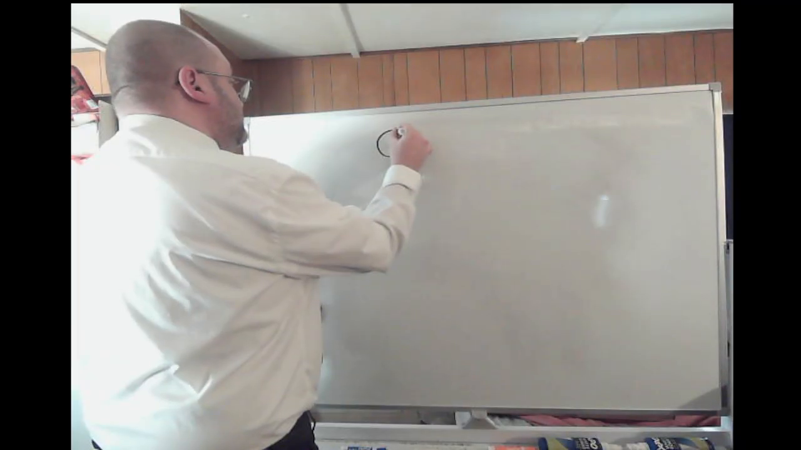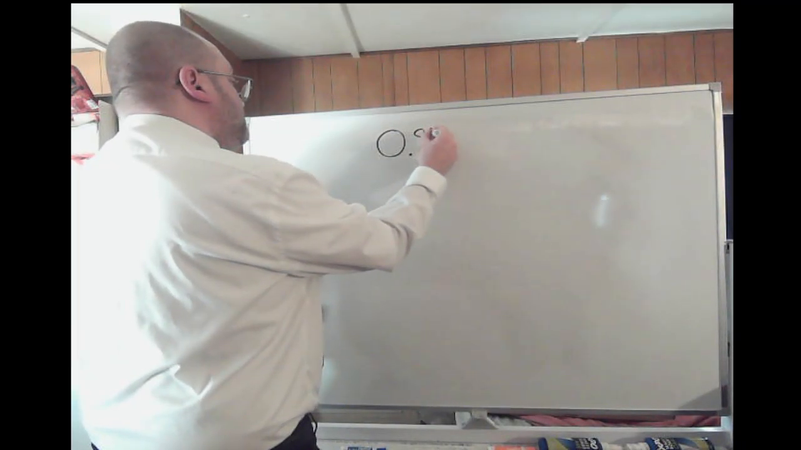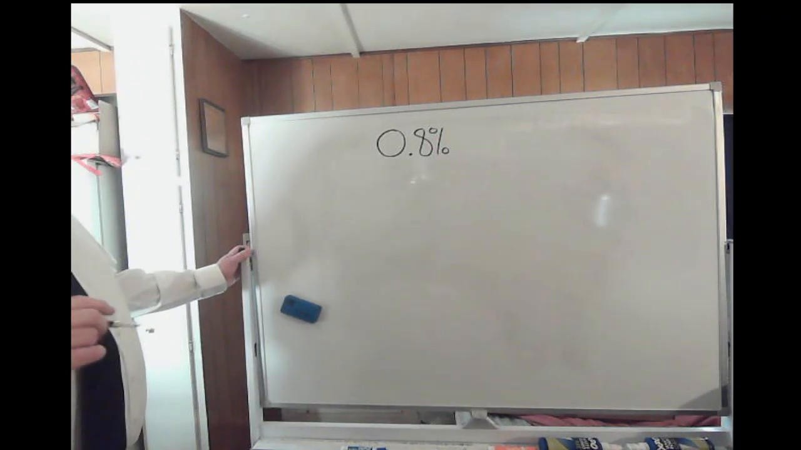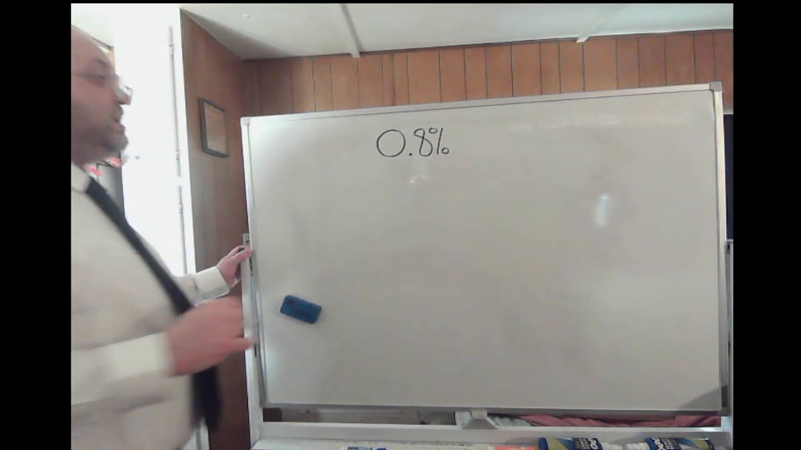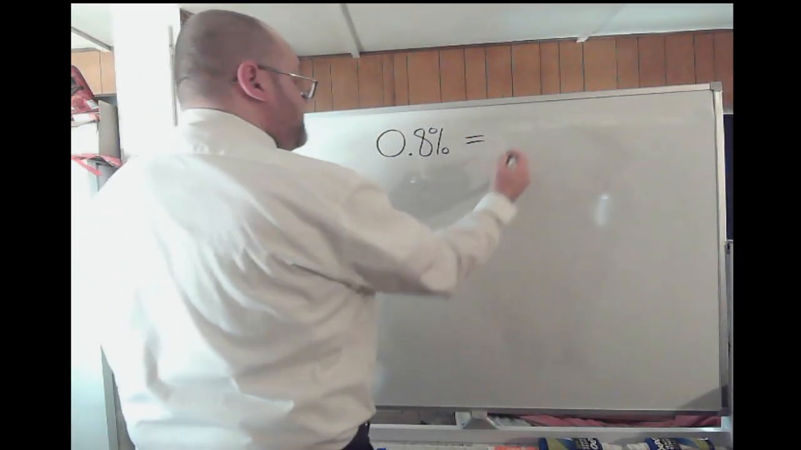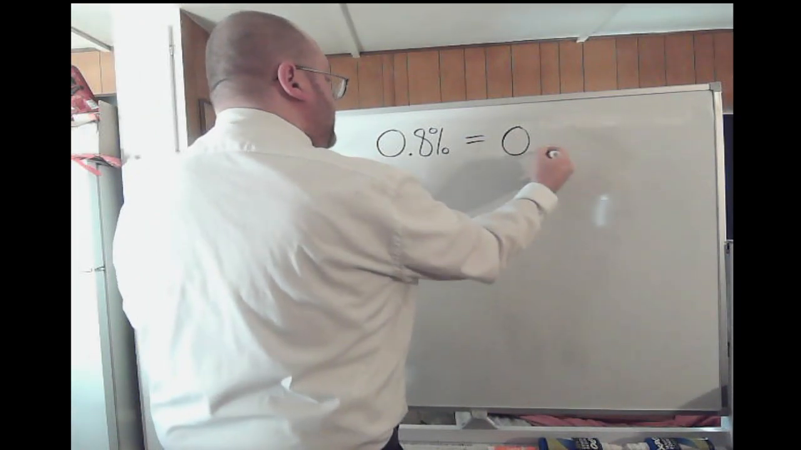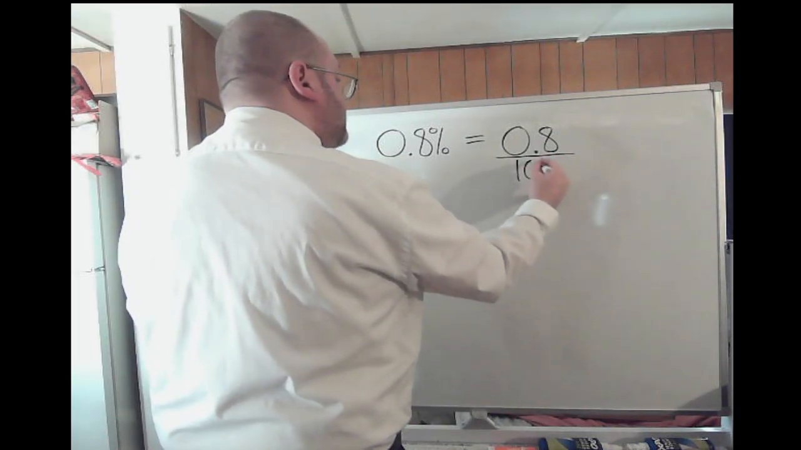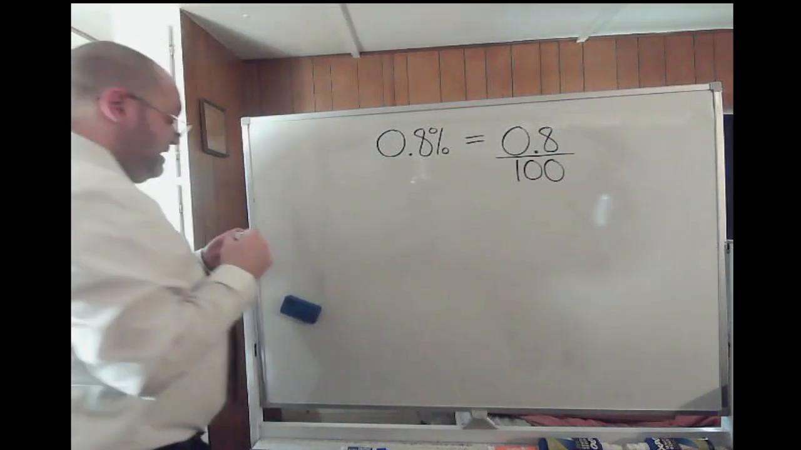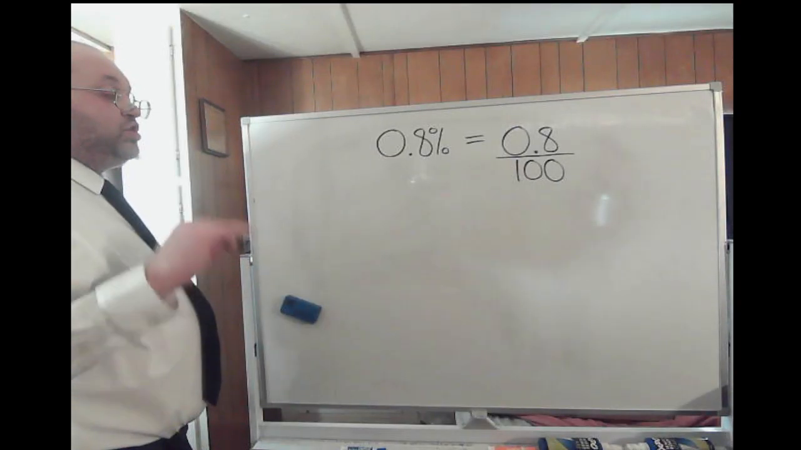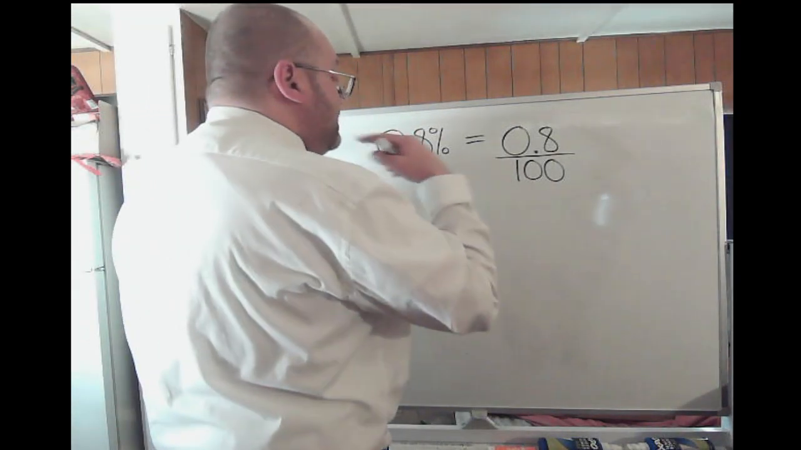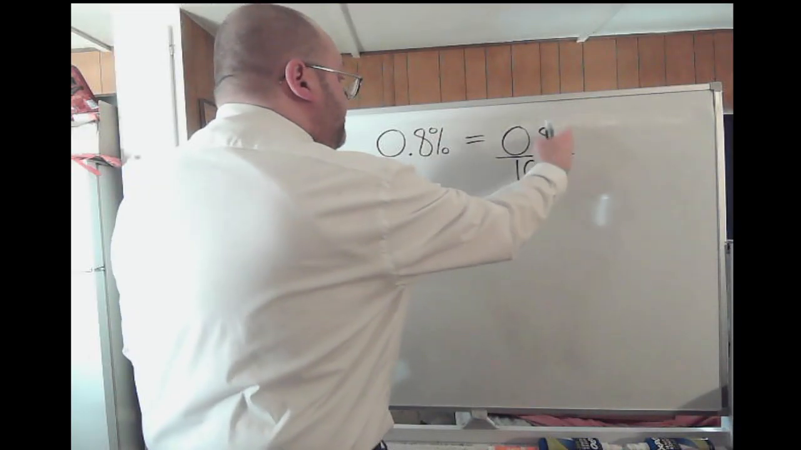Now, what about this? Let's say we have 0.8%. Well, what that means, of course, is that's going to be 0.8 out of 100. That's what percent means. Now, like we did before, your goal to get this as a fraction is to get rid of the decimal.